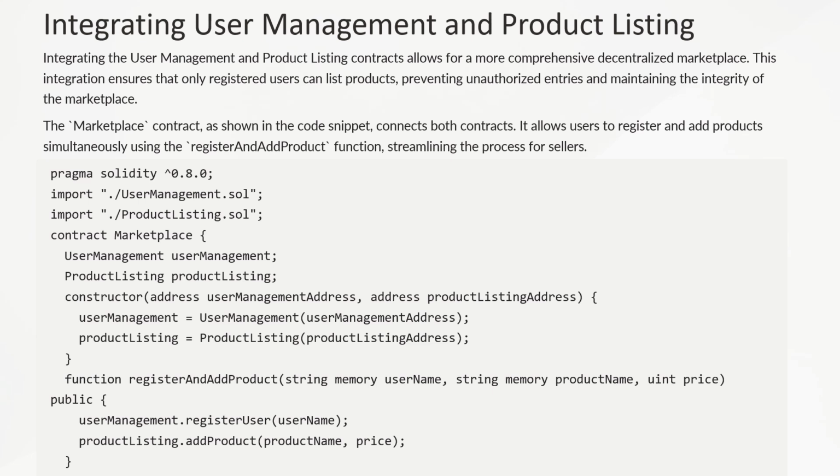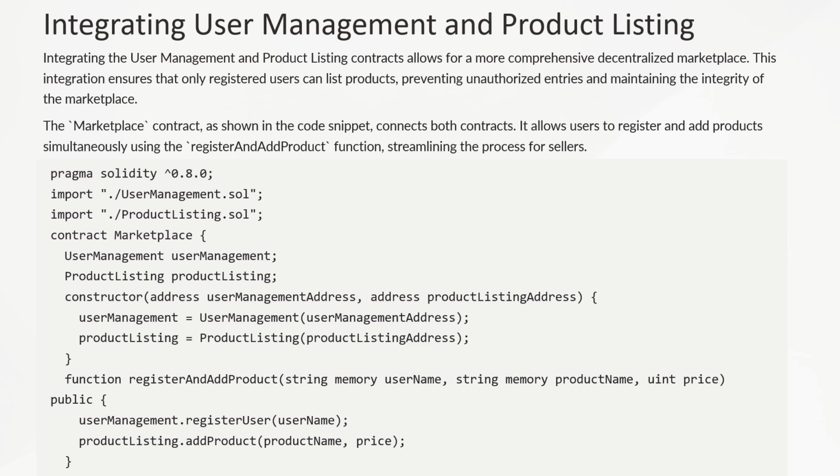It integrates the user management and product listing contracts by storing instances of these contracts' addresses, and providing a constructor to initialize these instances. The function register and add product combines user registration and product addition by calling the respective functions from the integrated contracts.